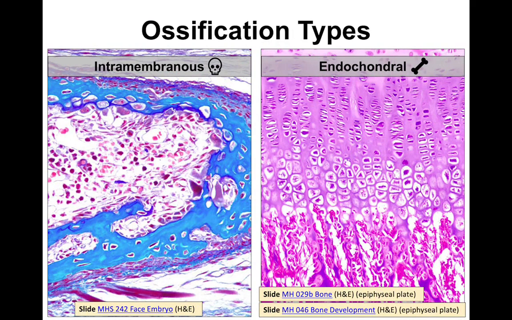Now let us see bone formation or ossification. There are two types of bone formation, intramembranous and endochondral bone formation. In intramembranous bone formation, the embryonic connective tissue, or the mesenchyme, consists of stem cells, as you know. These mesenchymal cells will aggregate and differentiate into osteoprogenitor cells. And these osteoprogenitor cells will differentiate into osteoblasts.